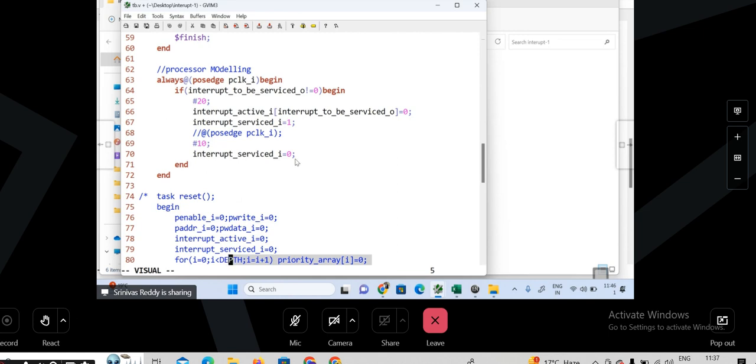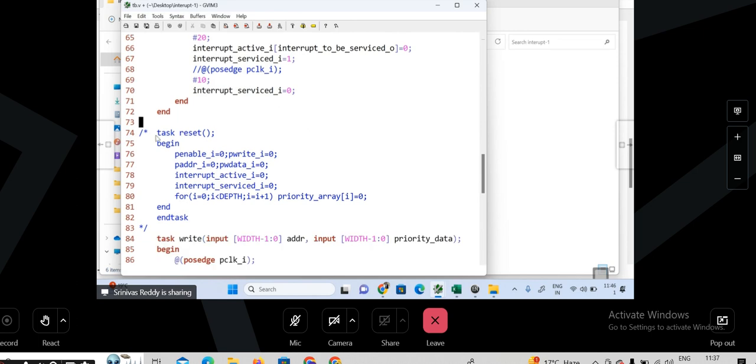Now in this case it is the interrupt controller. So always at the positive edge of the clock, if reset is equal to 0, that is not equal to 1, then I'm using a state diagram, so I'm using the case statement. First is the state with no interrupts. In this case, if interrupt active is not equal to 0, it goes to the next state. Else it stays in the same state by keeping flag equal to 1.